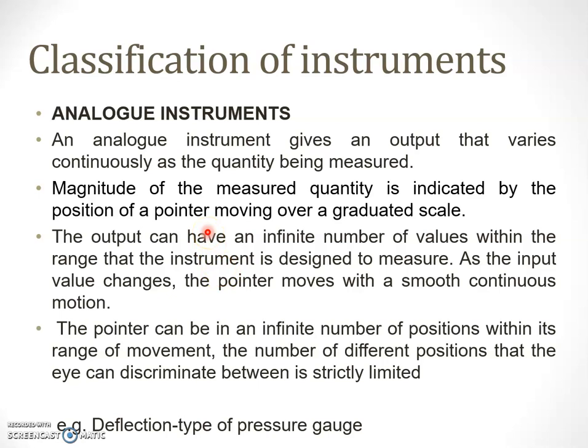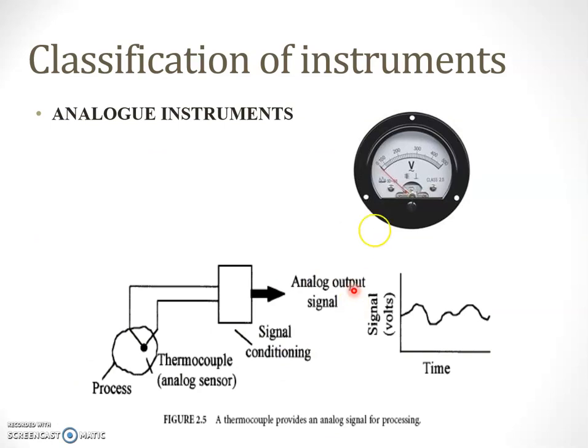As the input value changes, the pointer moves towards the scale which represents the corresponding output. That means the pointer can move to an infinite number of positions within the range that the instrument is designed to measure. A deflection type pressure gauge belongs to analog instruments. So an analog instrument gives an output that varies continuously with the quantity being measured. You can see this clearly in this picture.